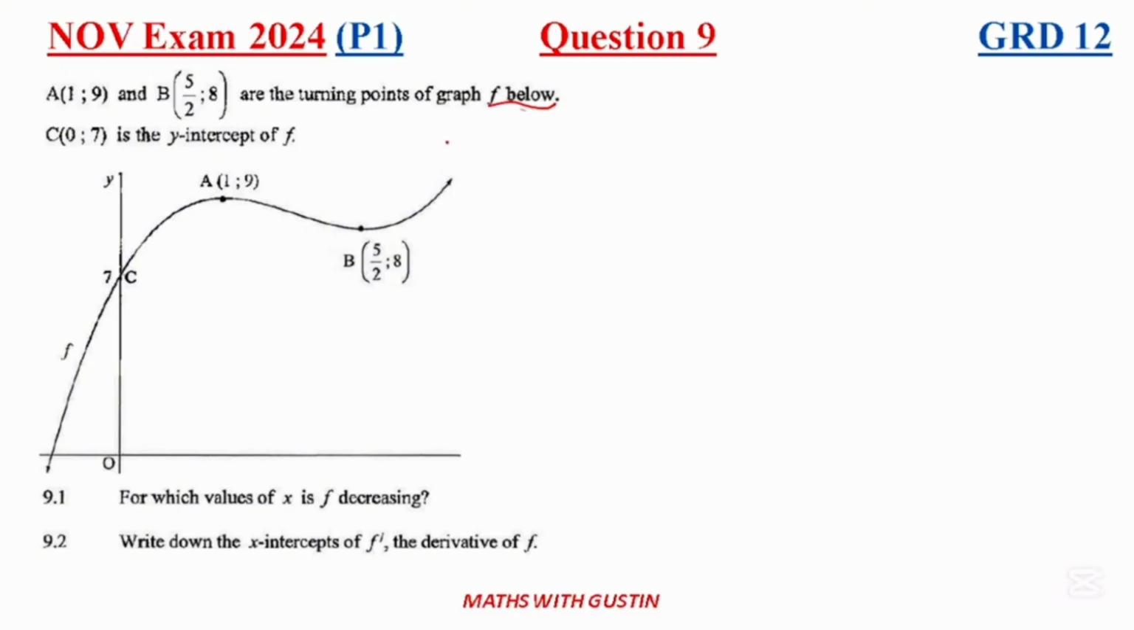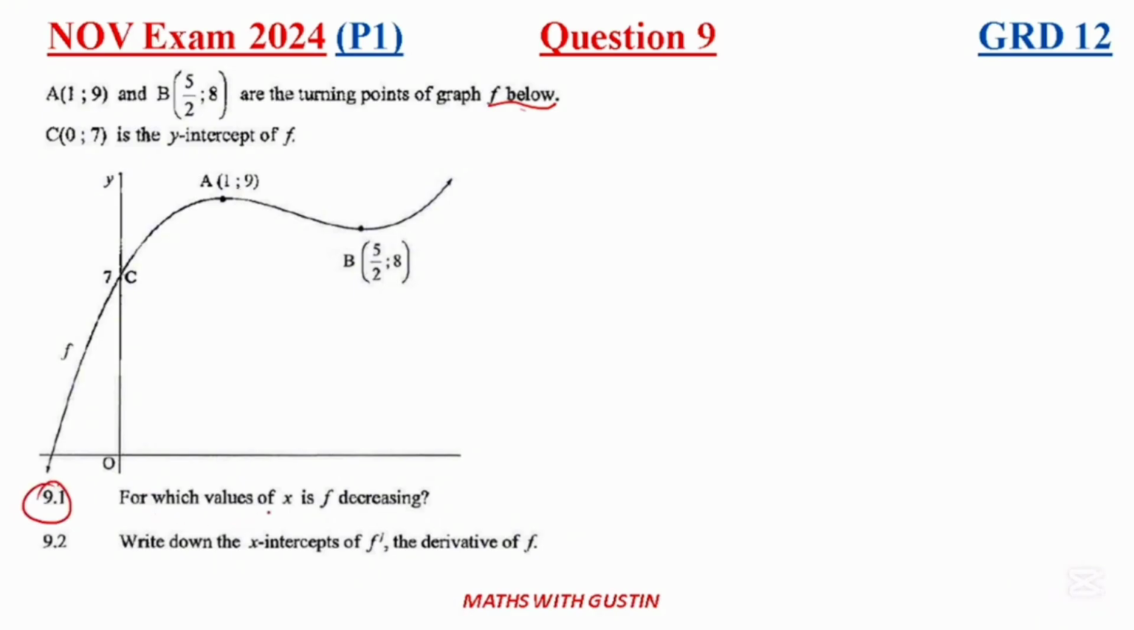What do you do if you're given turning points only, and also one intercept? Here we have C, which is (0;7), the y-intercept of the graph. They didn't give us a function, they just gave us the graph as it is. So let's have a look at 9.1.